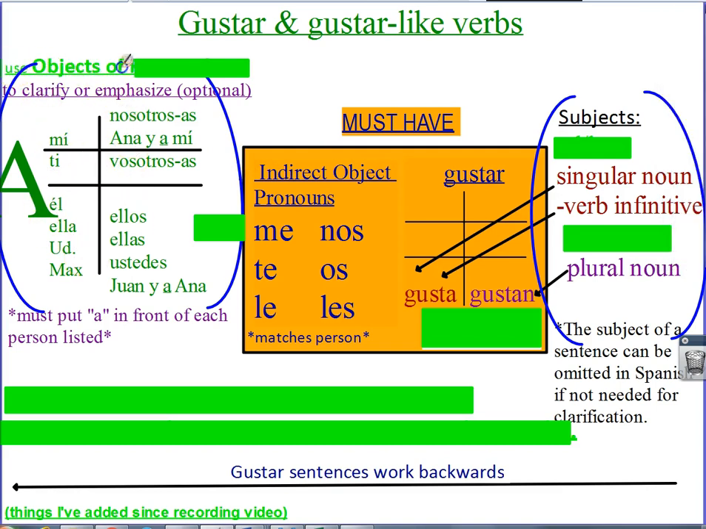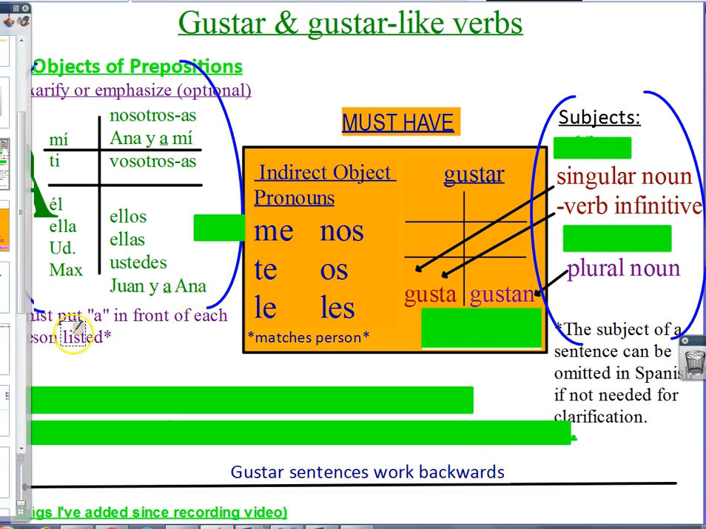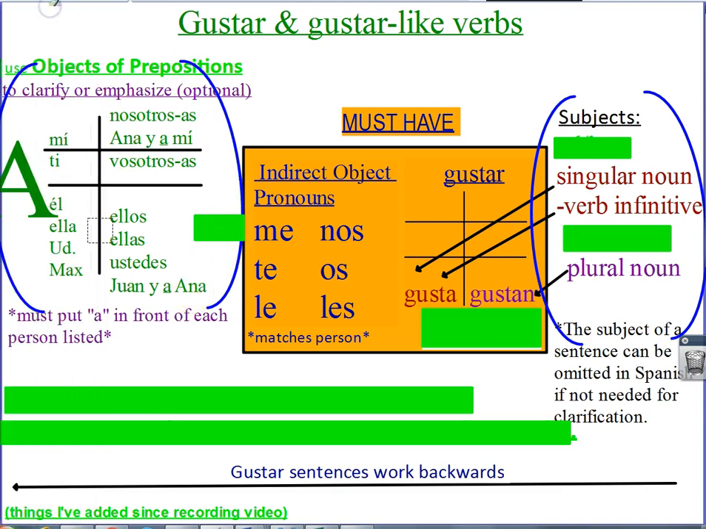So what are these things called that you clarify or emphasize with? They are called objects of prepositions. Because you make your notes nice and neat and spread out, you should have room to say use objects of prepositions. Why do I have parentheses around here? Because this part is optional. As I was mentioning before, you don't have to have this part unless you need it for clarification or emphasis. All right, what else can you have or should have in your notes?